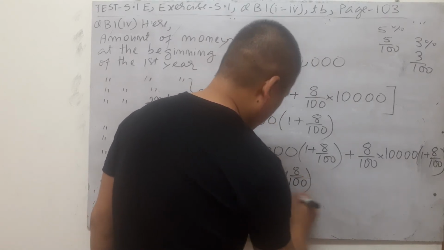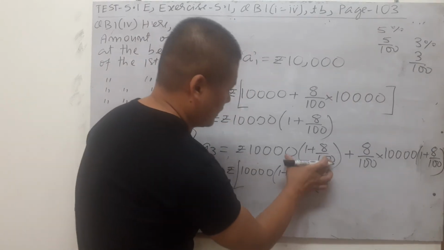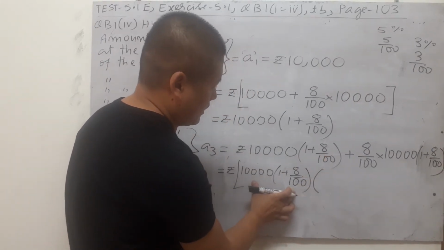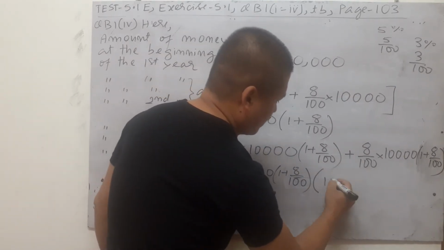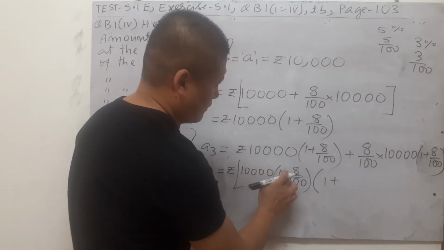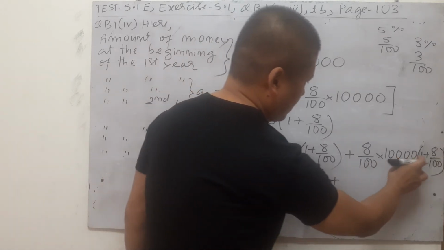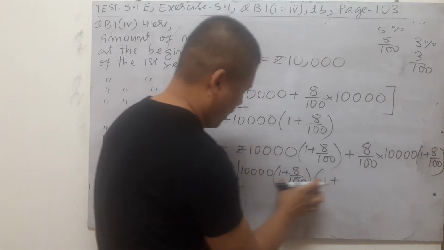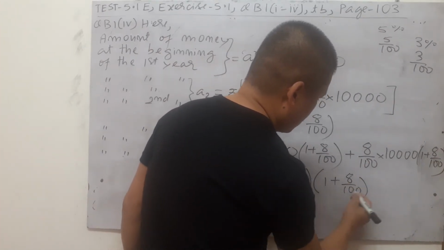1 plus 8 by 100, okay, that is common outside. Then inside this bracket, this has been taken out of this bracket. Then this same, so into 1 will make this one. Then there is a plus 10,000 into 1 plus 8 by 100. So 10,000 into 1 plus 8 by 100 has gone out, so inside will be this one, 8 by 100.